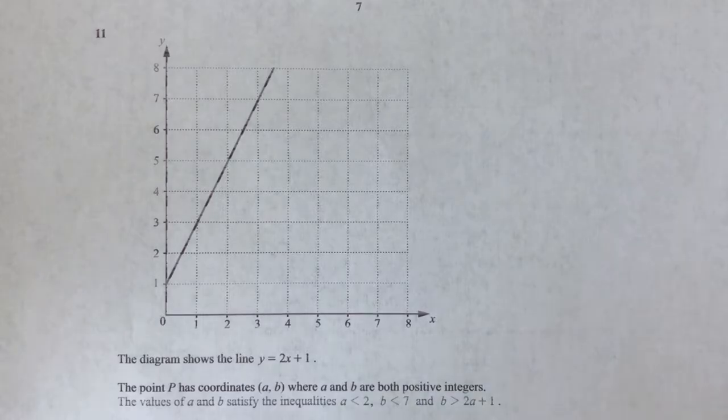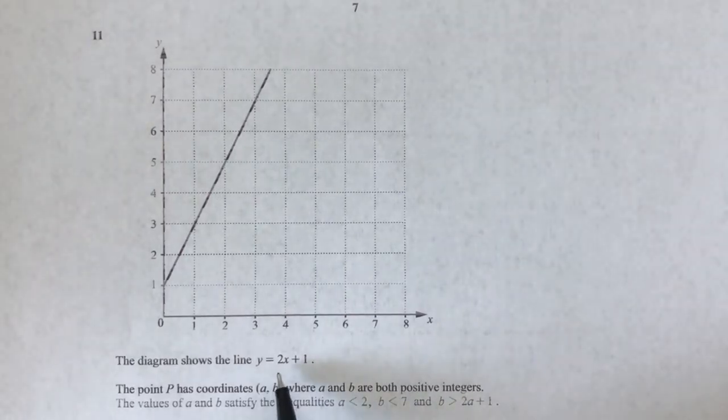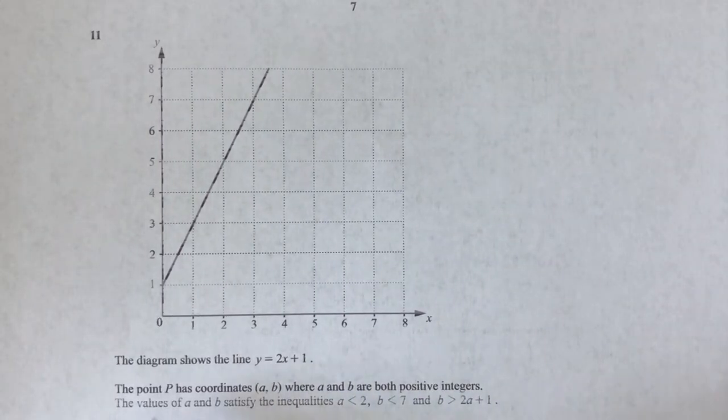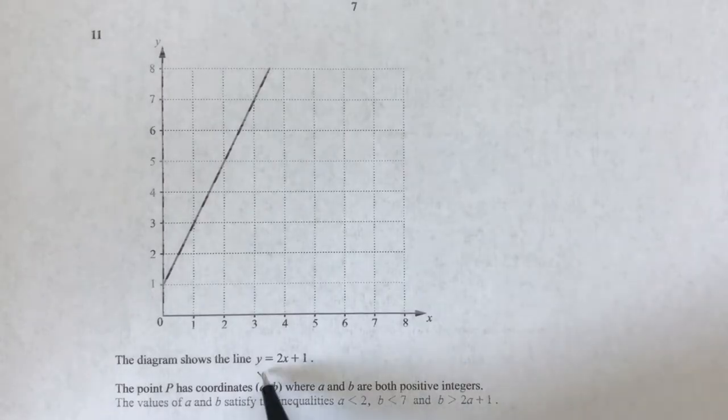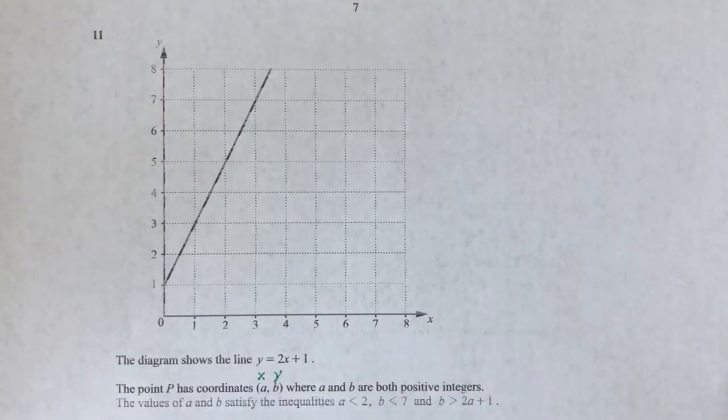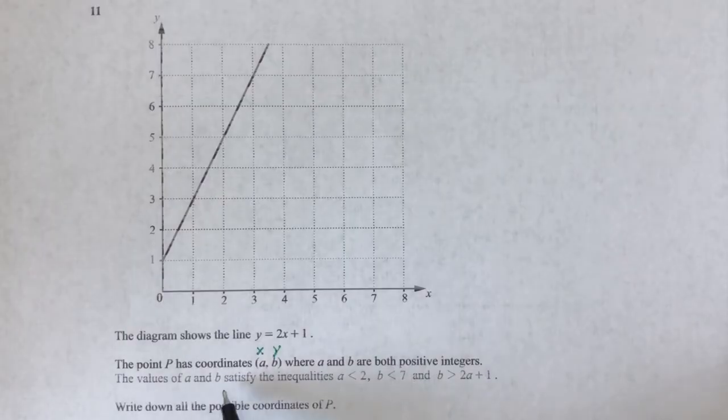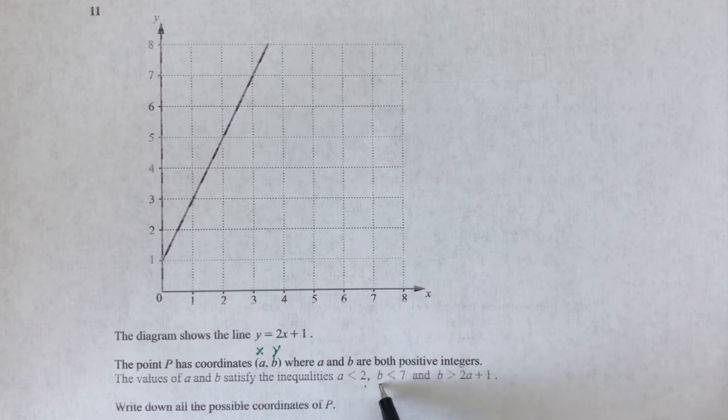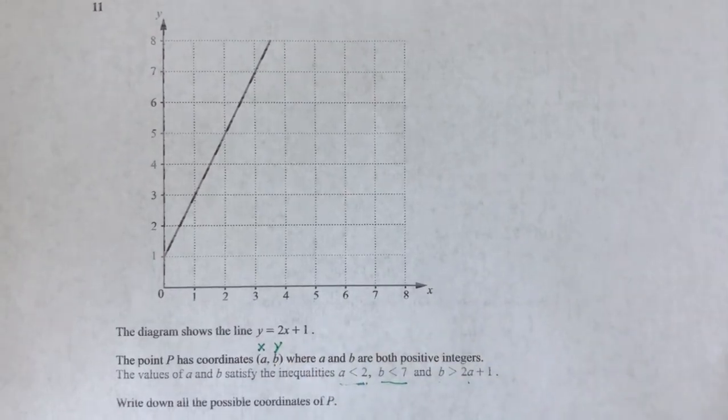Question number 11. The diagram shows the line y equal to 2x plus 1. Okay, the point P has coordinates (a, b), where a and b are positive integers. A is the x coordinate, b is the y coordinate, right? So the values of a and b satisfy the inequalities: a is less than 2, b is less than 7, and b is more than 2a plus 1. So b represents the y coordinate, a represents the x coordinate. So write down all the possible coordinates of P.